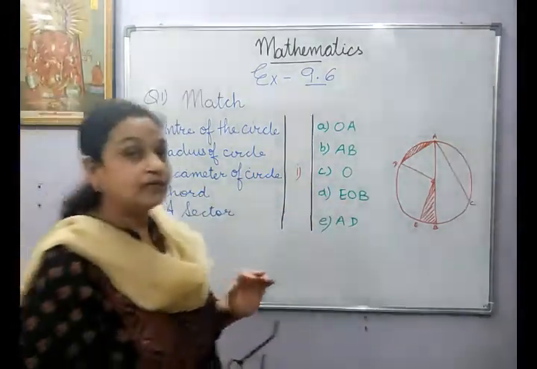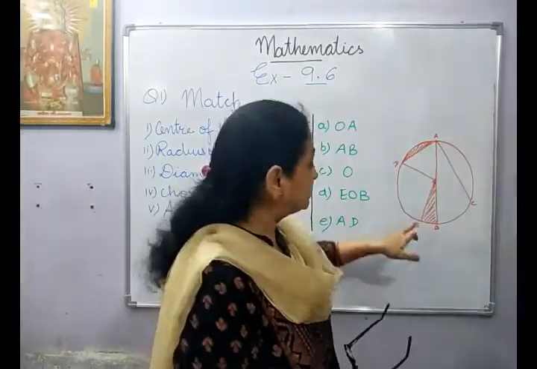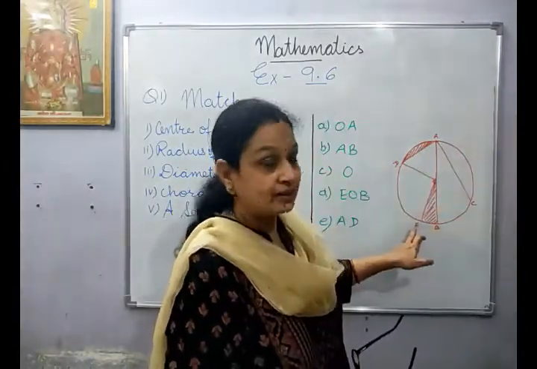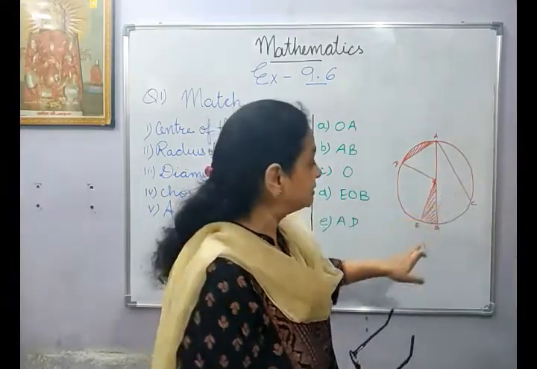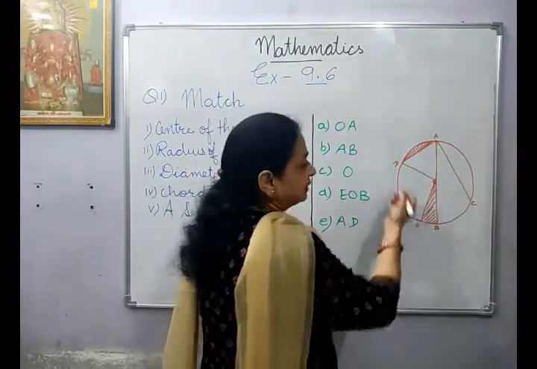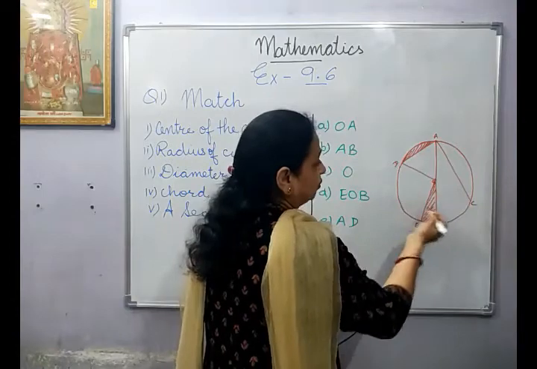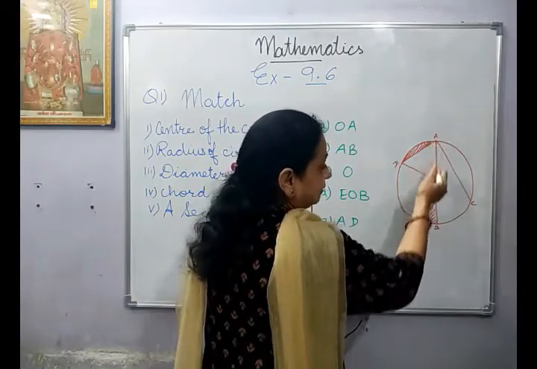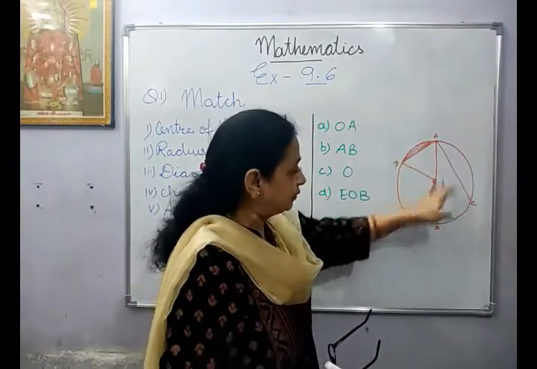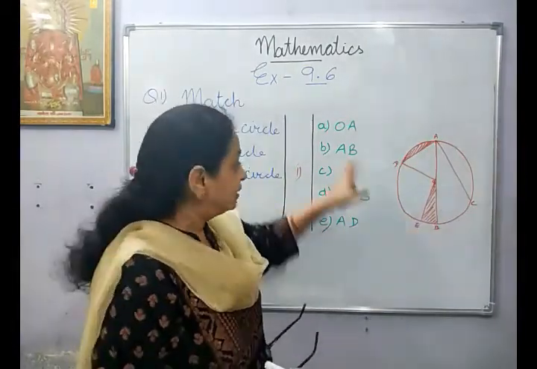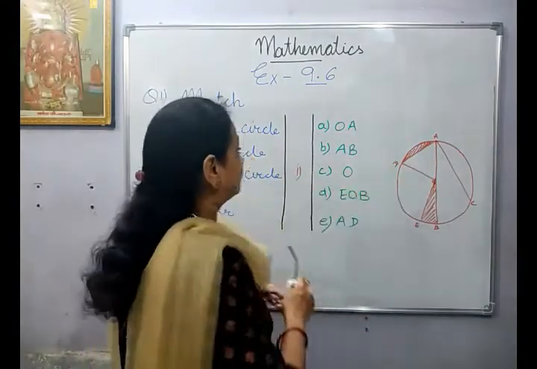Radius of the circle. What is radius? Radius is a line segment which joins any point on the circle to its center. I have told you in the previous class. So look here, there are a number of radii over here. It can be EO, it can be BO, it can be DO, it can be AO. OA, OD, OE, OB, anyone can be radius, but we will search for the answer over here. OA is given, so we will write second.